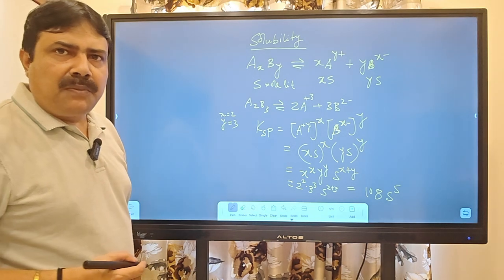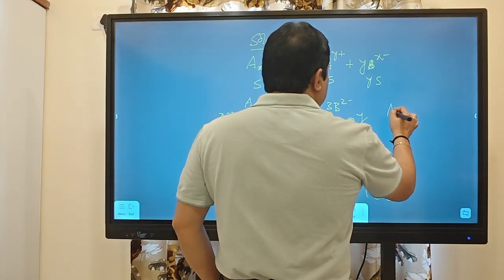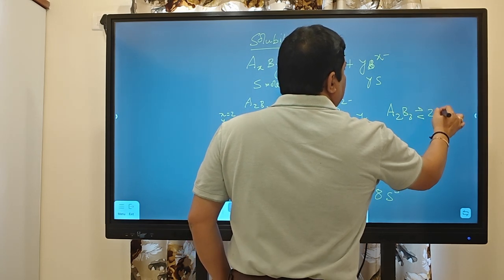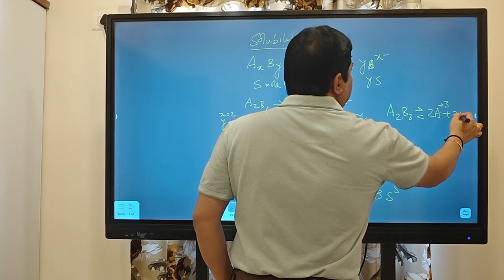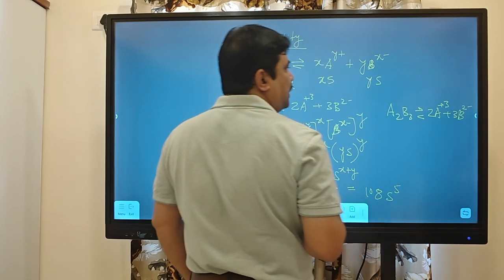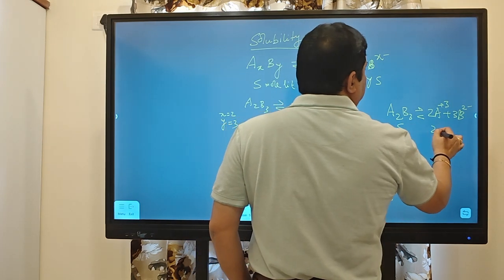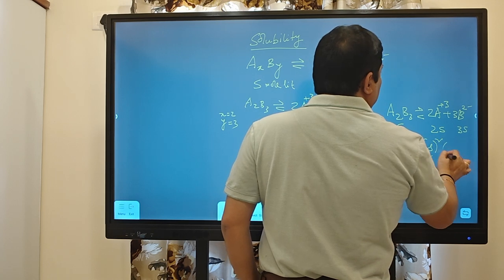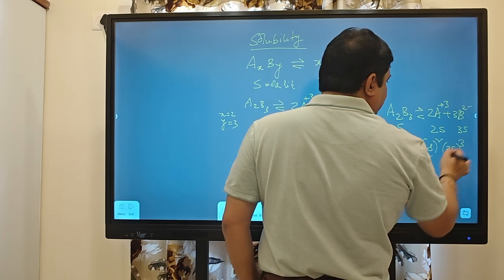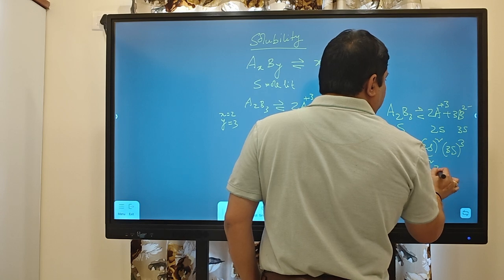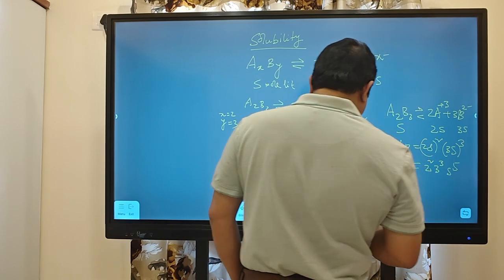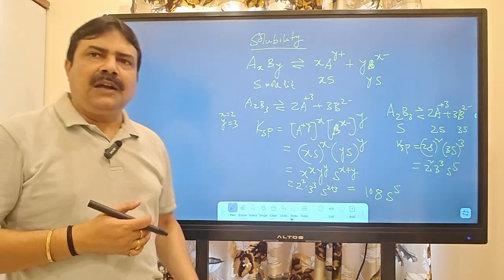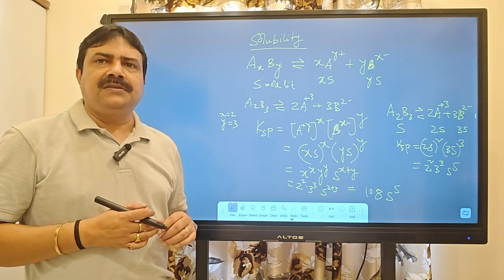You can go with a common part also like this. Suppose A2B3 will be 2A 3 plus and 3B 2 minus. If the solubility is S, then it will be 2S and 3S. Then the Ksp expression is 2S to the power 2, 3S to the power 3. Ultimately it is coming 2 square into 3 to the power 3, S to the power 5. Same thing is coming. So that is a general way, this is a specific way. But ultimately, for different types of salt, you have to know how to find out the Ksp expressions.